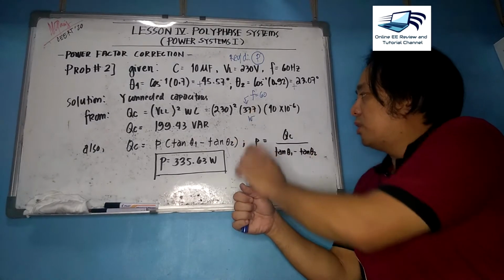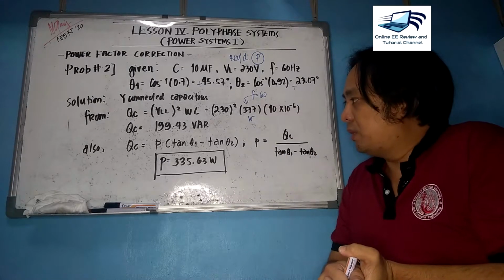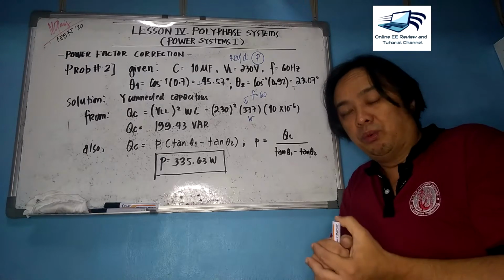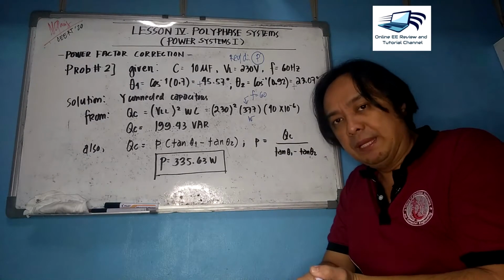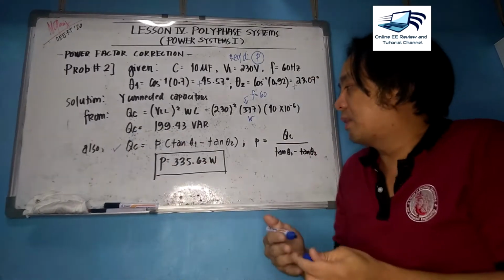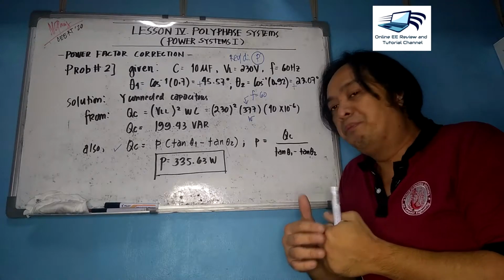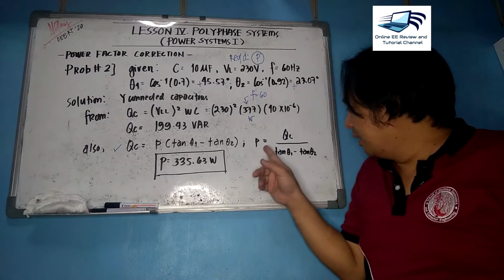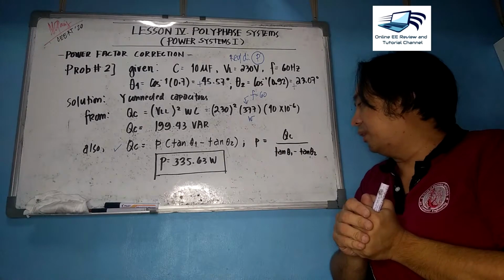So you have 230 squared, 377 times 10 micro. We can have QC as 199.43 VARs. Now we have the opportunity to get the real power from this equation that we have discussed so far. QC is equal to P tangent theta 1 minus tangent theta 2. Rearranging the equation, we have P is equal to QC all over tangent theta 1 minus tangent theta 2.